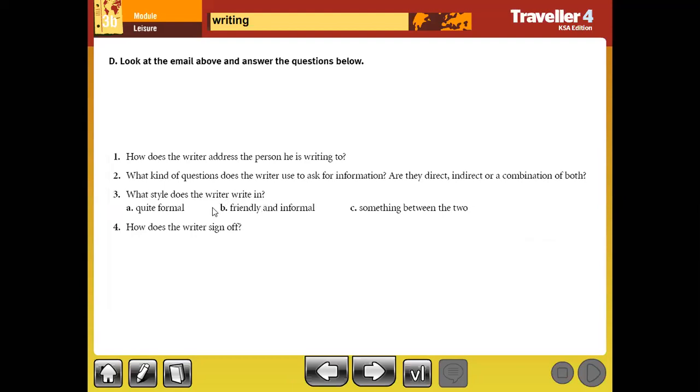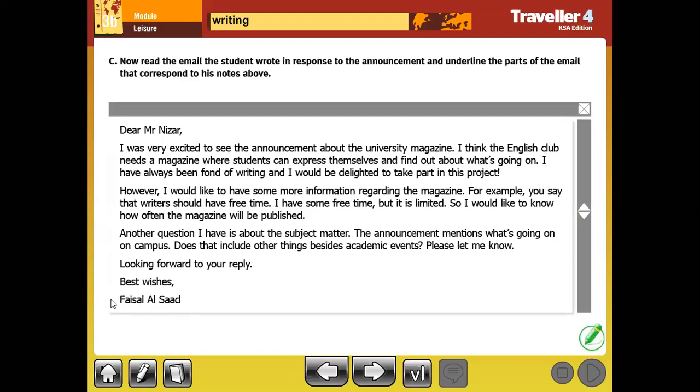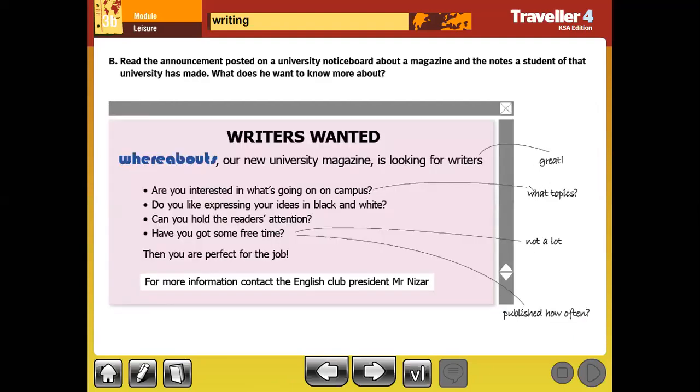What style does the writer write in? Quite formal, friendly and informal, or something between the two? Semi-formal means something in between. How does the writer sign off? He signs off semi-formally. Why did we say semi-formally? Because he wrote his name and didn't write his signature, so he signs off semi-formally.